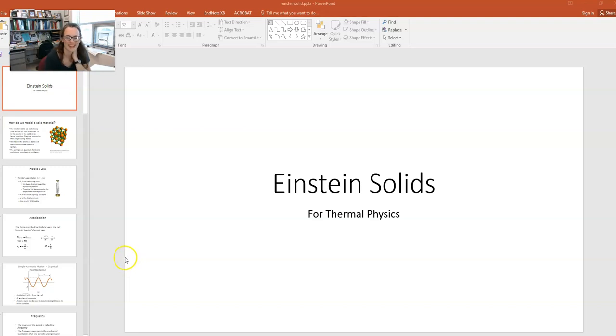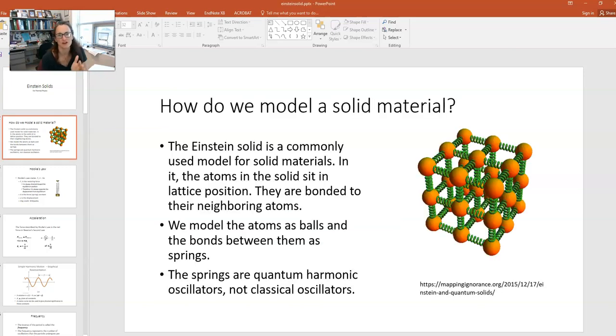Hi there. In today's lecture, I'd like to introduce some of the concepts of Einstein solids and show you how to find the multiplicity for an Einstein solid. So first of all, you need to understand that Einstein solids are how we model solid materials. They're a common model that's used in thermodynamics for modeling solid materials.